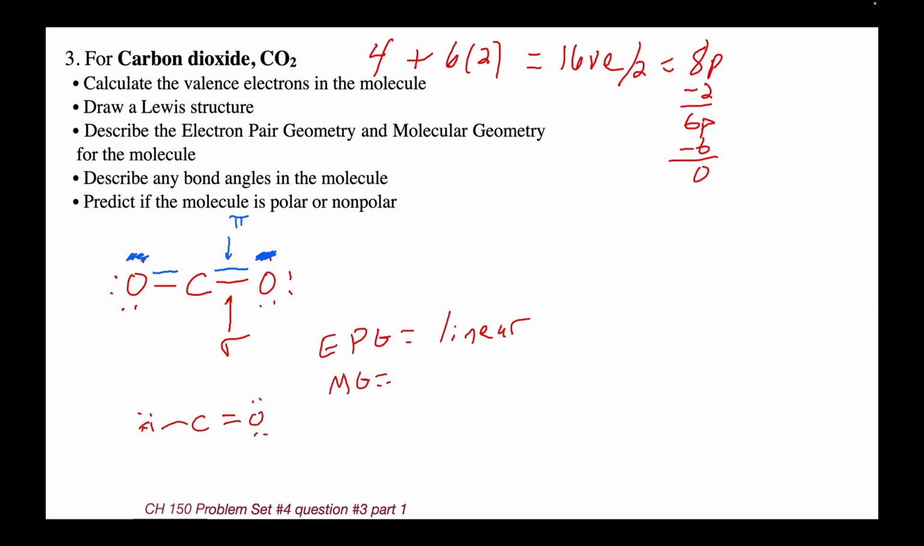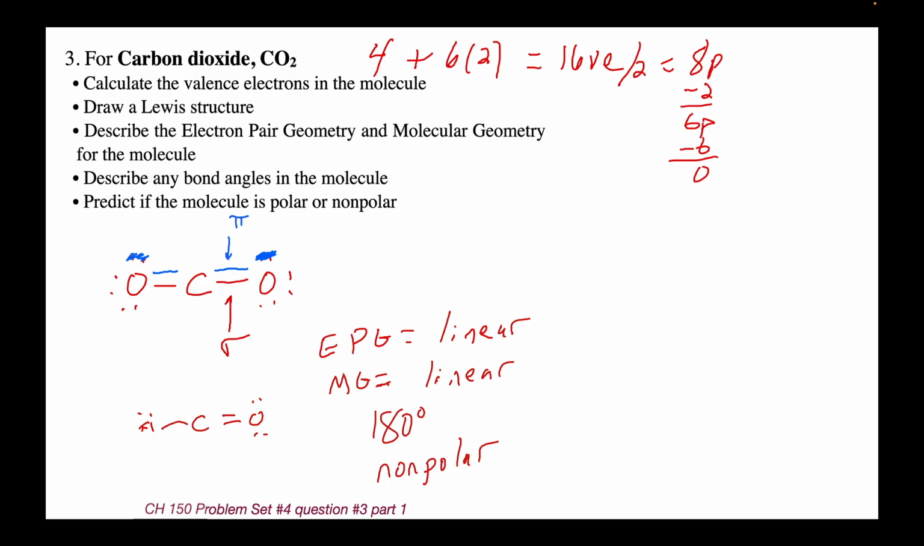The carbon does not have any lone pairs on it, so the EPG and the MG, the electron pair geometry and molecular geometry, are both linear. All right, they're the same thing. You only have different names if there's a lone pair on the central atom. The bond angles for a linear geometry, 180 degrees. And polar, nonpolar, everything around the carbon is the same. You've got a double bond O to the right and a double bond O to the left. So this is considered a symmetric molecule, and this is a non-polar molecule. So CO2 is considered a non-polar molecule.